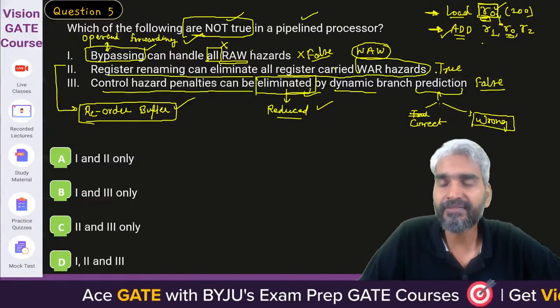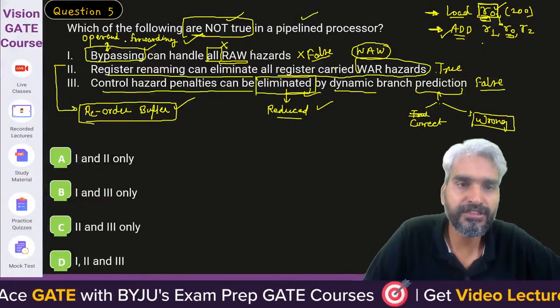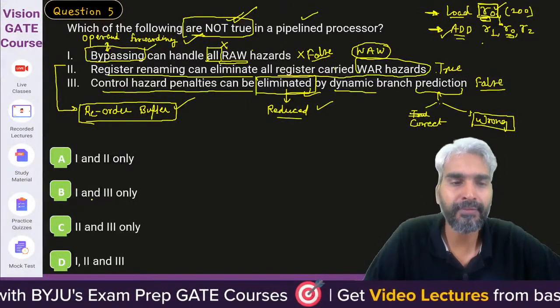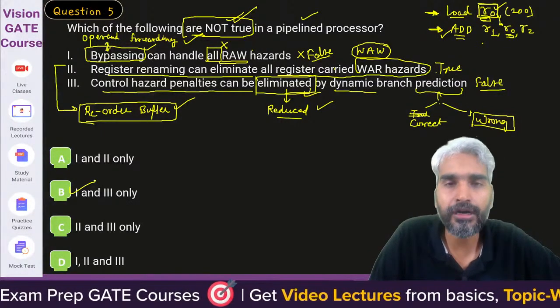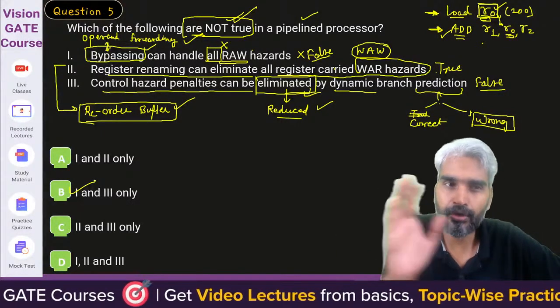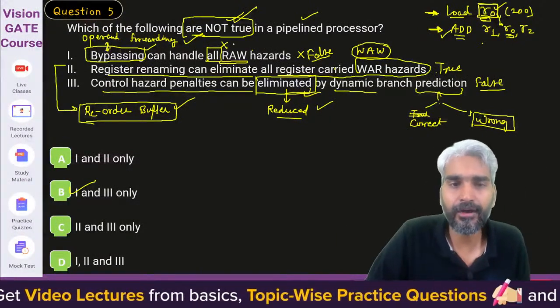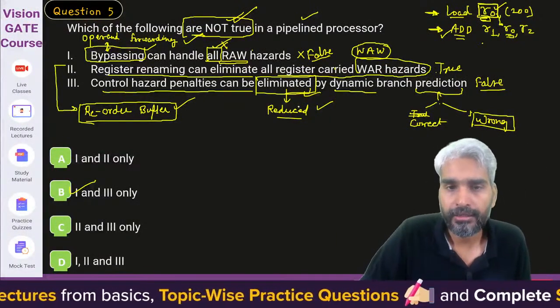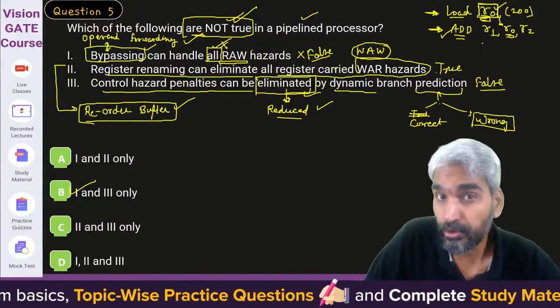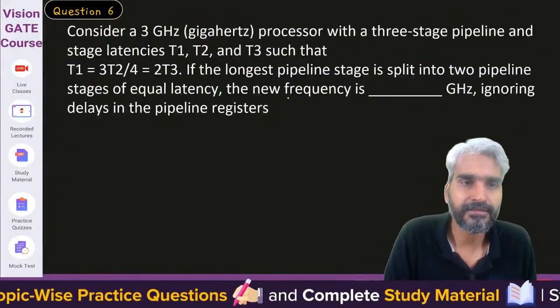So the second one is true, 1 and 3 are false. Which of the following are not true in the pipeline processor? 1 and 3 are not true. You need to understand the terminology. It is saying eliminated or can handle all. So not all. Cannot be eliminated, can be reduced. Clear? Next, question number 6.